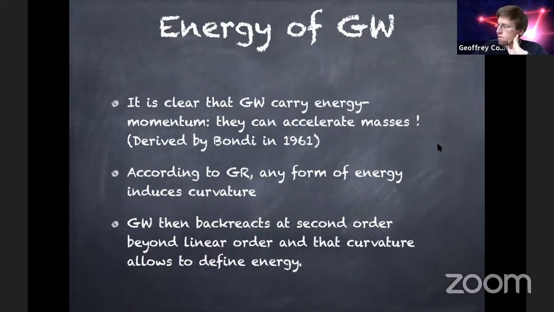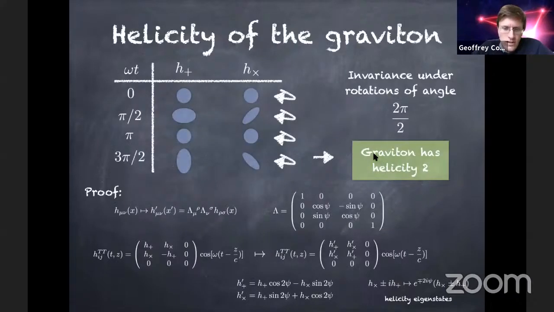So let's discuss now the energy of gravitational waves. That's a very interesting topic. It goes back to the work of Bondi in 1961. For around 45 years, it was not very clear that gravitational waves were real, because it was not clear that they carry energy. But what Bondi showed in a paper in Nature in 1961 is that they can accelerate masses. So it's similar to these arguments here.